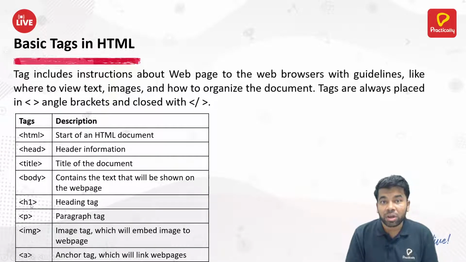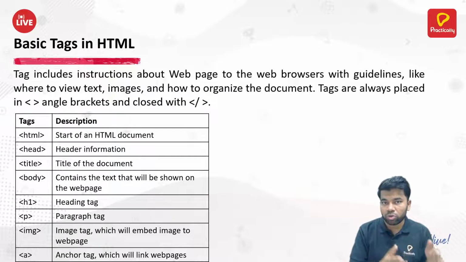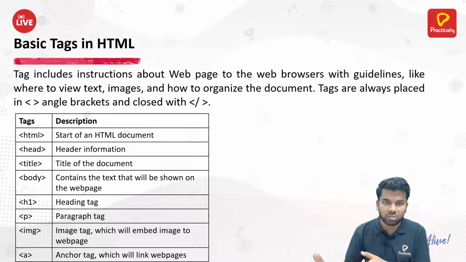The H1 tag is used to create the first level heading, the bigger heading. There are 6 levels of headings available: H1, H2, H3, H4, H5, H6. The lower you go, the smaller the heading becomes.